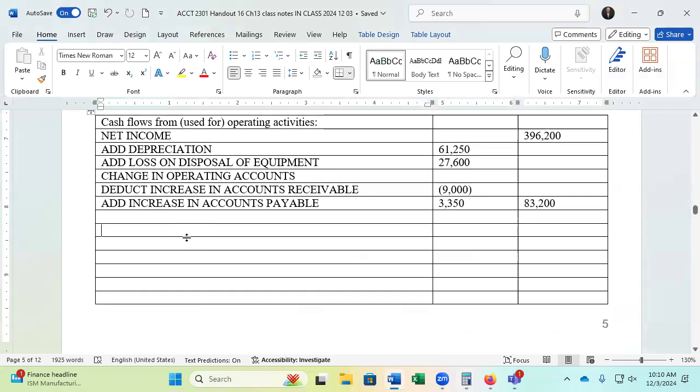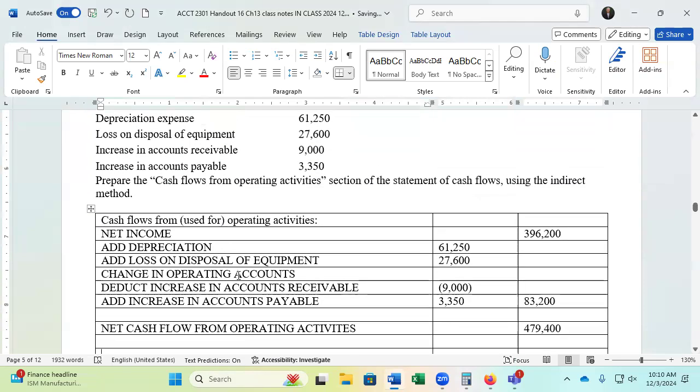So that would be net cash flows from operating activities. And that's 479,400. Take a second to look it over, make sure you can see where the numbers are coming from, so when you go back in your notes, you have everything recorded.